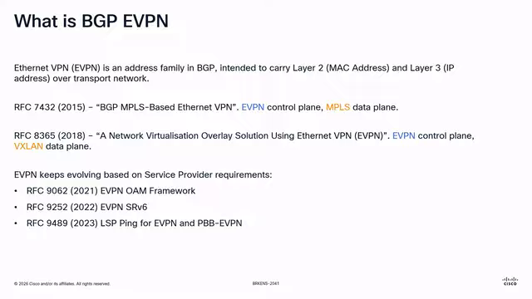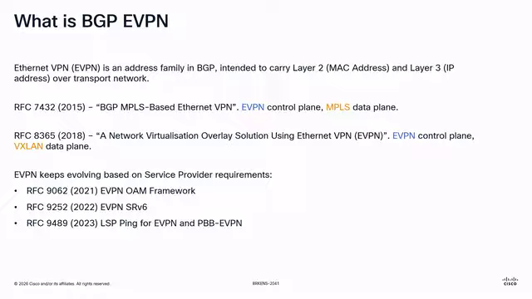A few years later, the technology trickled down to data centers, and RFC 8365 was released with an EVPN control plane and VxLAN data plane. That solution entrenched in data centers and eventually trickled down to campus. And that's exactly what we're going to be talking about today.